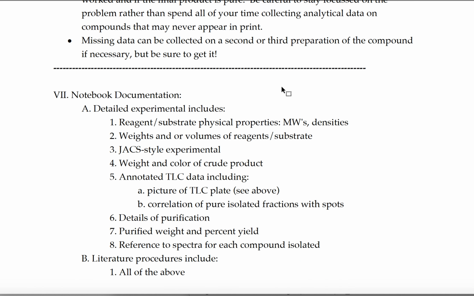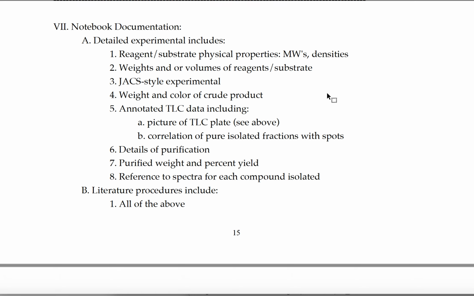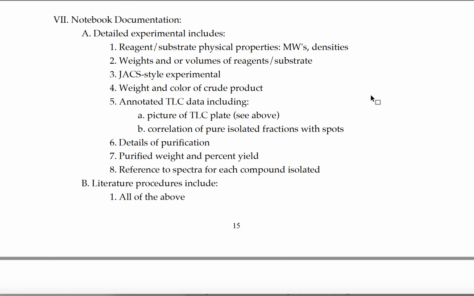Okay, notebook documentation. I already talked about this. Get an electronic notebook. JACS style experimental. If at some point you start repeating a prep over and over and over, don't say done in the usual way in case someone wants to access your notebook. Say done in the usual way as shown in notebook 3-265, page 365. And when you're doing a prep you know is going to be important, write out a good JACS style experimental while it's still fresh.